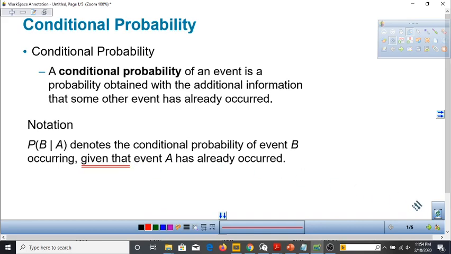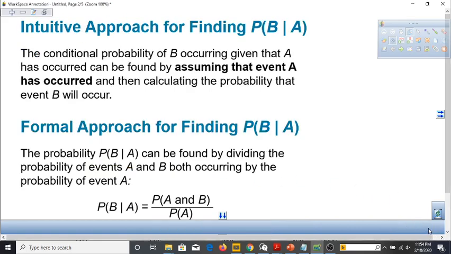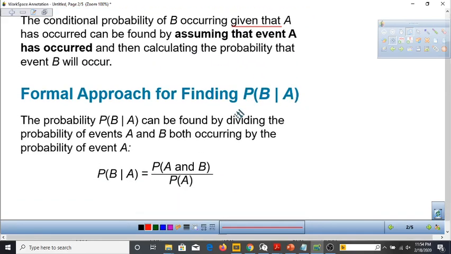And I'm going to show you here how to approach the conditional probability in the correct way. So again, the conditional probability of B occurring given that A has occurred can be found by assuming that event A has occurred and then calculating the probability that B will occur under those circumstances. Formally speaking, we want to find the probability of B given A. What we do is first identify the probability of A, and we're going to put on top of that the probability of both combined.